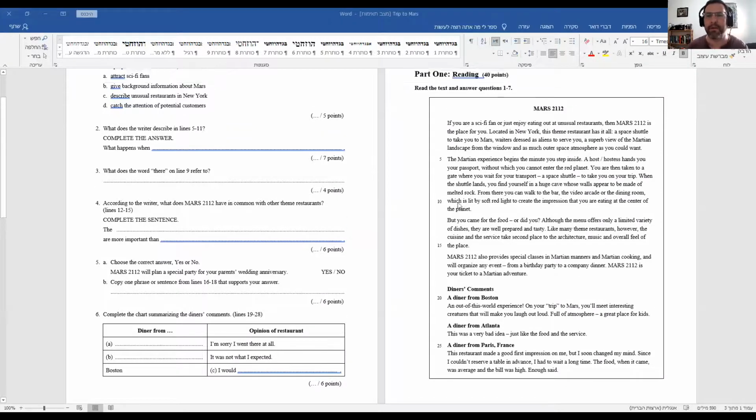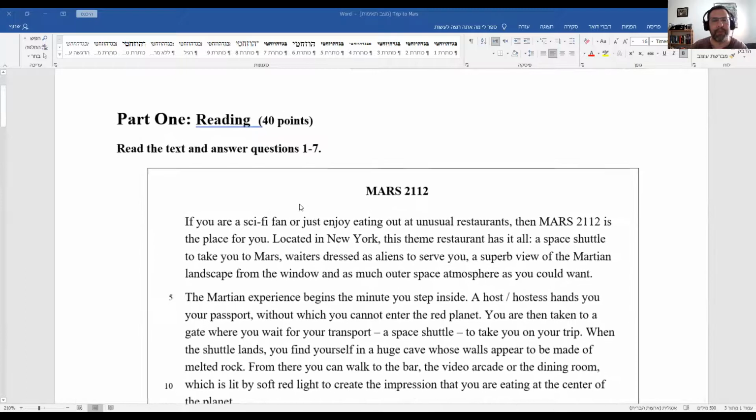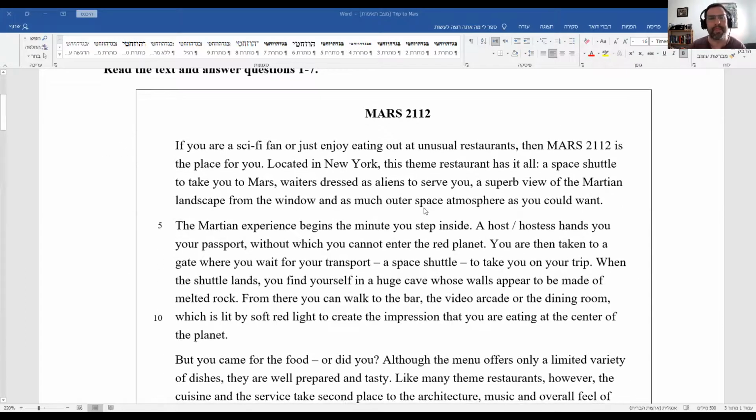And what you have here, if you have this paragraph here, I'm going to make this a little bit bigger, Mars 2112, sorry. If you are a sci-fi fan, or just enjoy eating out in unusual restaurants, then Mars 2112 is the place for you. So basically, we learned that the main idea of this unseen is a special restaurant.